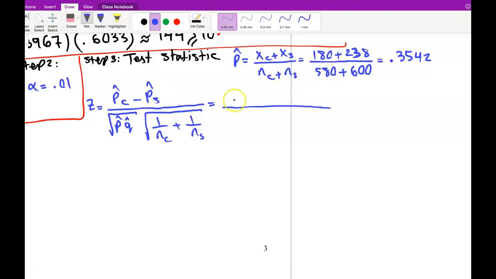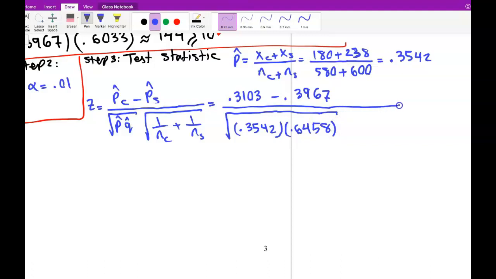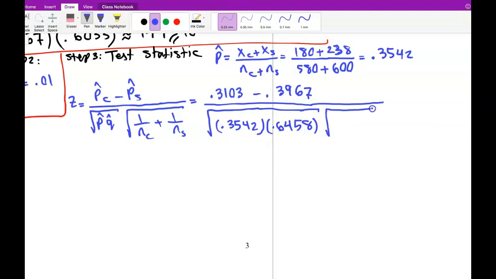Okay, so on top we have for p hat c and p hat s, 0.3103 minus 0.3967. Here p hat is 0.3542, multiplied by q hat, which is 1 minus this number: 1 minus 0.3542 is 0.6458. Then multiply by 1 over 580 plus 1 over 600.